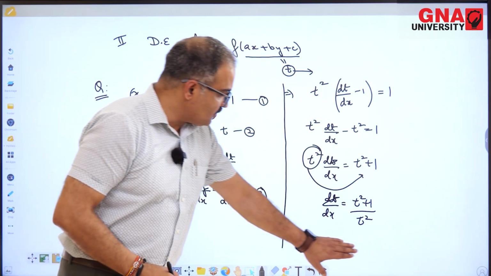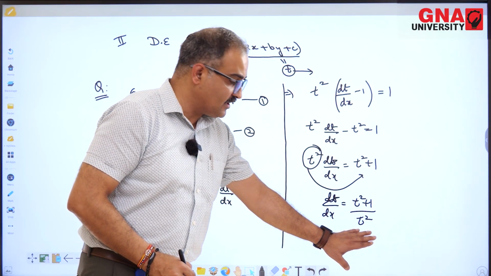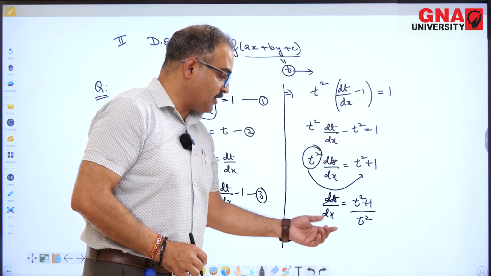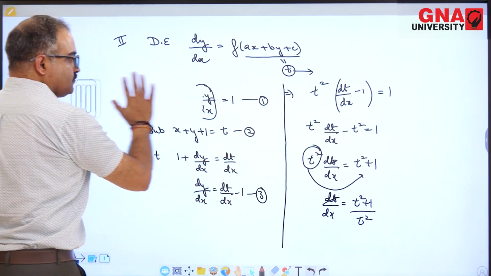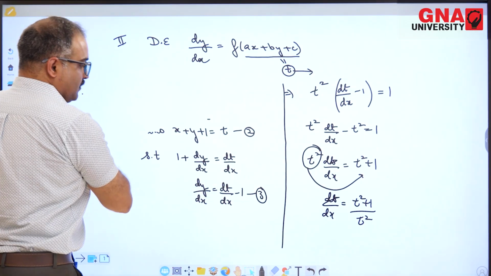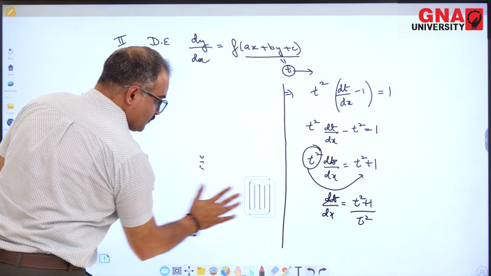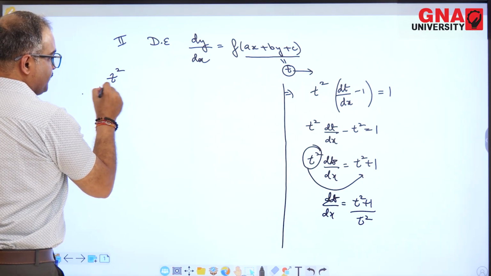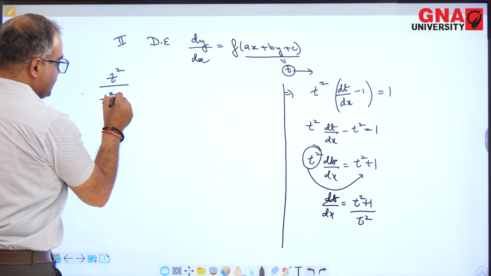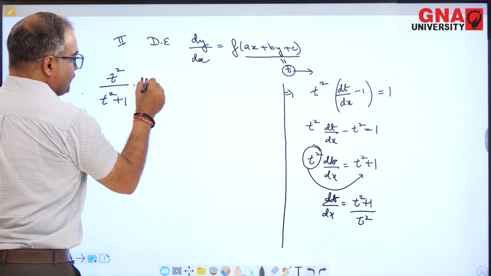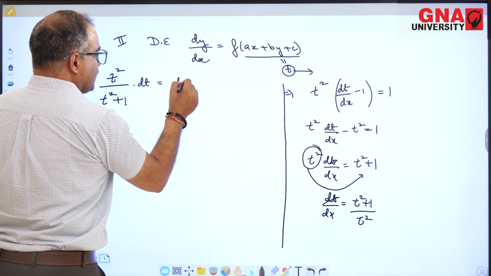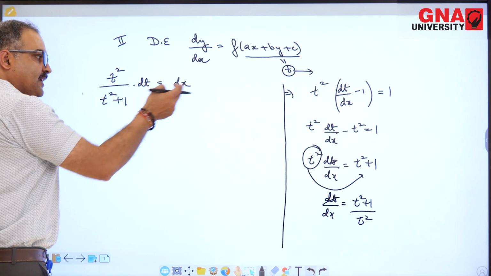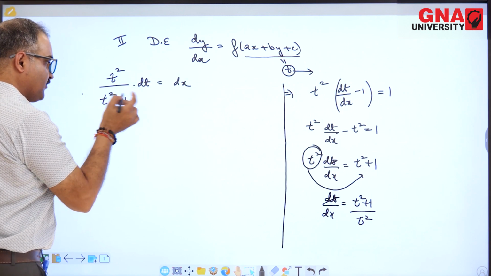Okay, now on this side we have a term that is totally dependent upon t, and here we have dt by dx. So now I apply variable separable form. In that case it will be t square over t square plus 1 into dt is equal to dx. Now we have the t variable on one side and the x variable on the other side. Now I'll integrate both of the sides.